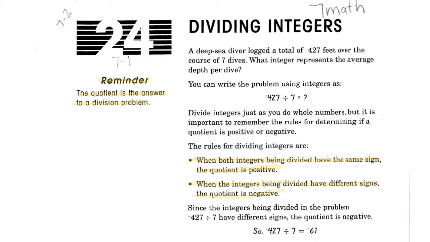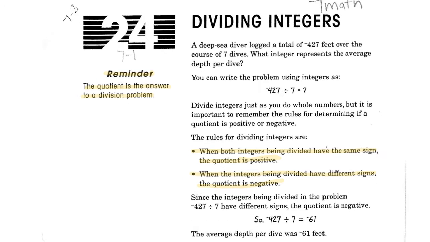Since the integers being divided in the problem, negative 427 divided by 7, have different signs, the quotient is going to be negative. And if I take 427 divided by 7, I get 61, so negative 61. So the average depth per dive was negative 61 feet.